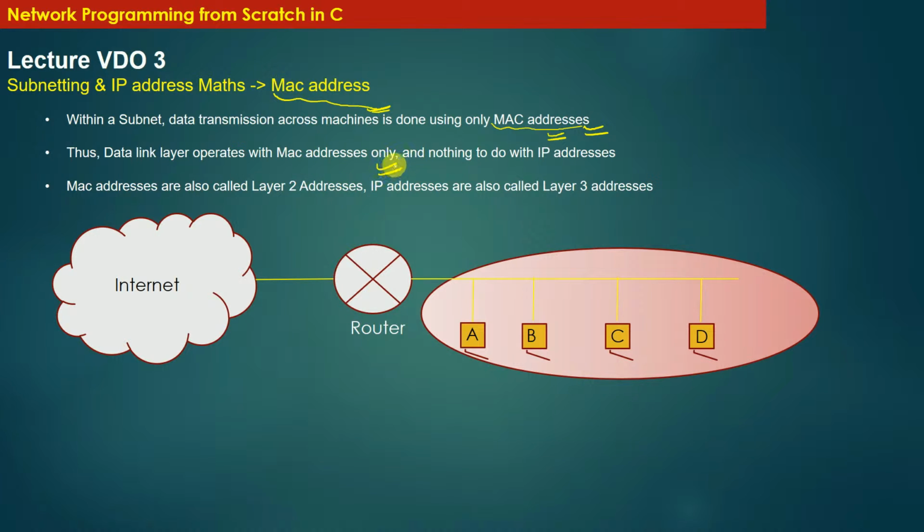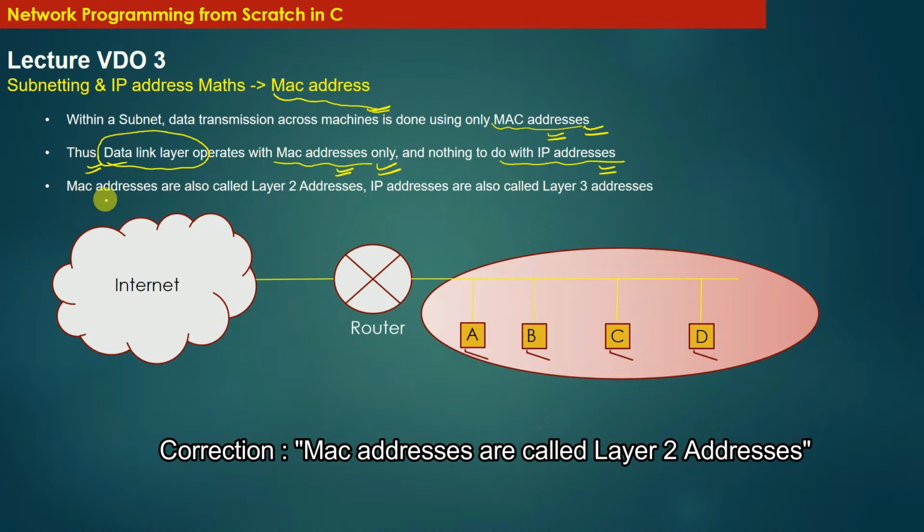Remember that whenever the communicating machines are present in the same subnet, only the data link layer of the TCP/IP stack is responsible for data delivery from the source machine to the destination machine, and only MAC addresses are used for this data delivery. IP addresses hardly play any role in L2 routing. IP addresses are not used for data delivery between communicating machines present in the same subnet.